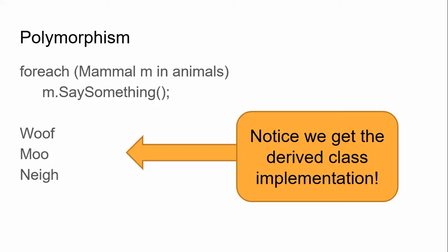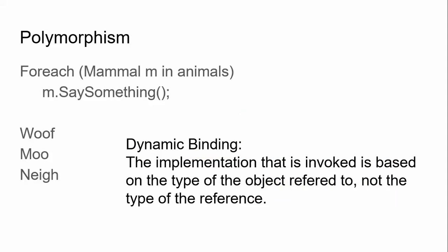So this is called dynamic binding, and what that means is the implementation that you get is determined at runtime rather than at compile time. At compile time, we know that the list is of mammals, but at runtime, we get the right implementation. The implementation is determined dynamically at runtime rather than statically at compile time, based on the type of object in the list rather than the type that the list was defined to contain.